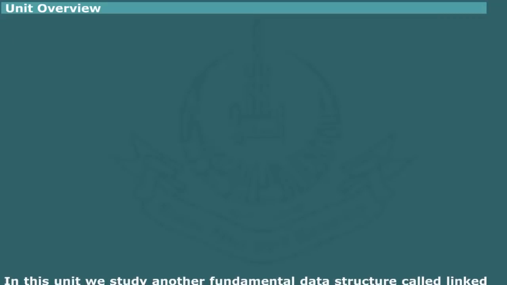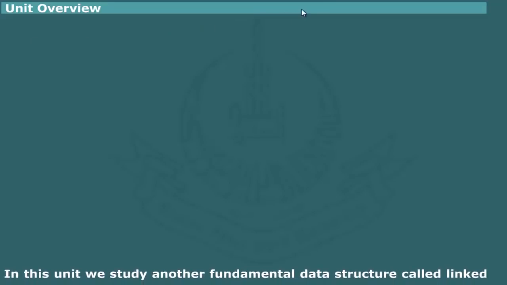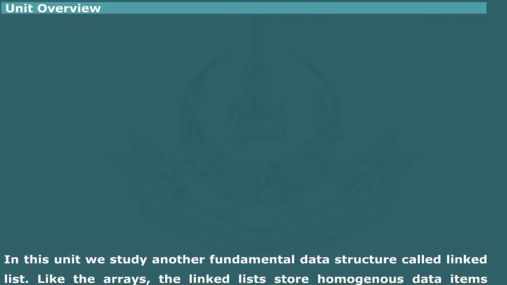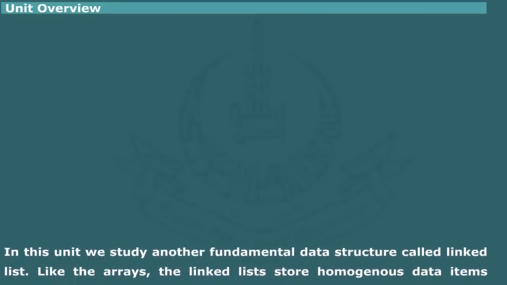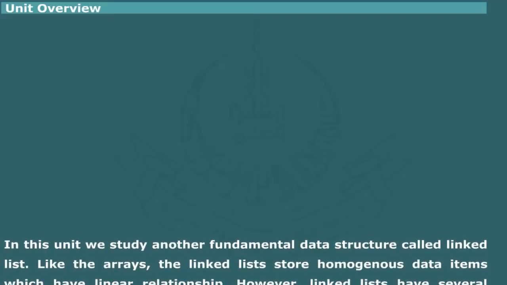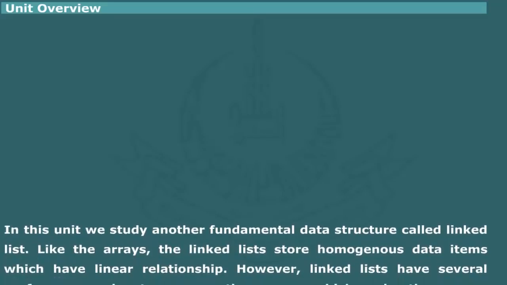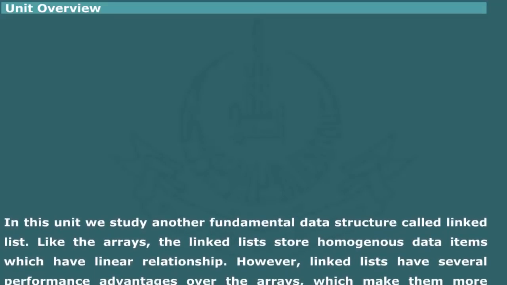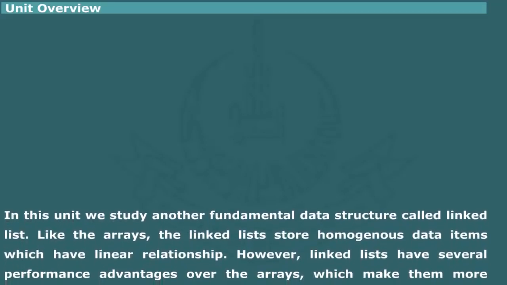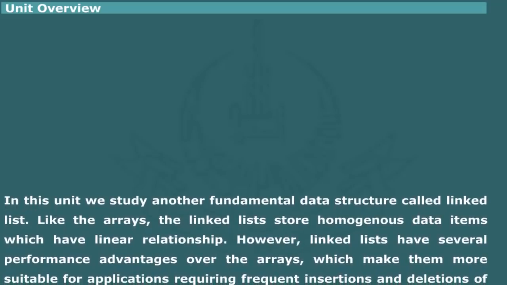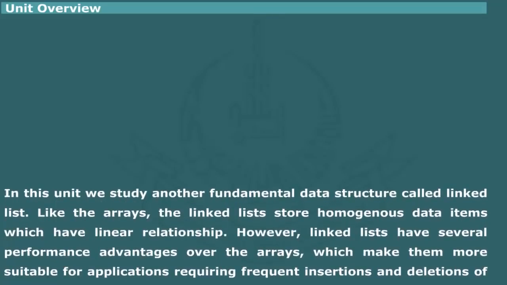In this unit, we will study another fundamental data structure called linked list. Like arrays, the linked list stores a set of homogeneous data items which have linear relationship. However, linked lists have several performance advantages over arrays, which make them more suitable for applications requiring frequent insertion and deletion of data elements.